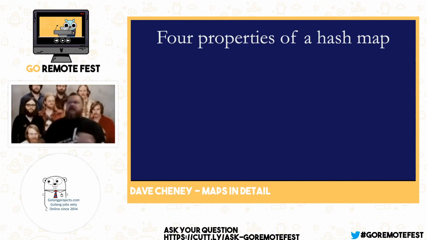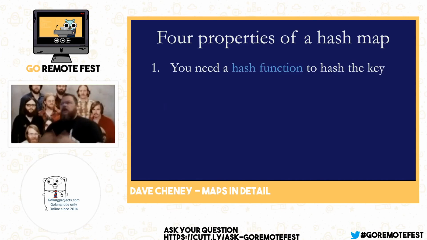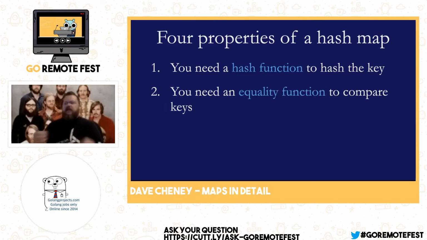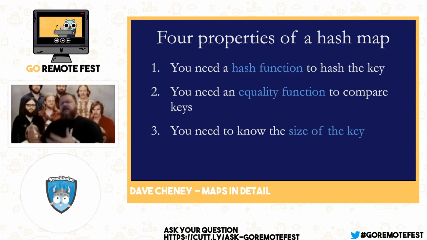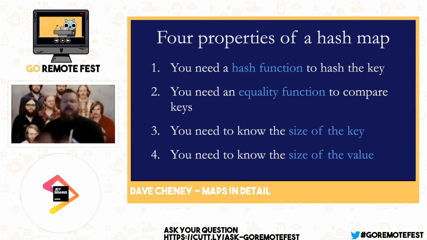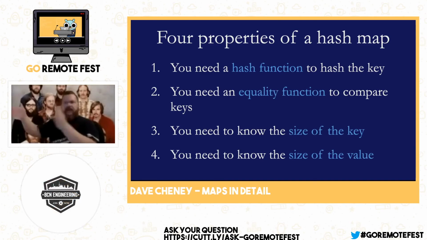So they have 4 distinct properties. You need a hash function to hash the key. You need some kind of equality function to compare the keys as you're looking through the bucket to ask, is this the one that I started with? You need to know the size of the key, and you need to know the size of the value. And this is because, as we saw in the previous slide, if these things are stored in an array, you need to know how far to jump in memory every time.